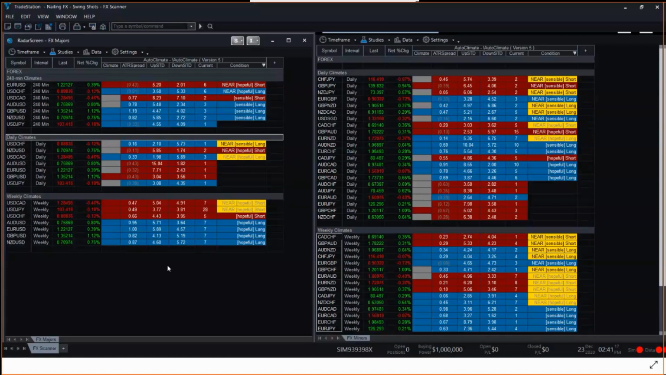Now we're looking at Forex. Forex for me is a decent swing trading vehicle. So again, that's what we'll be focusing on mainly.